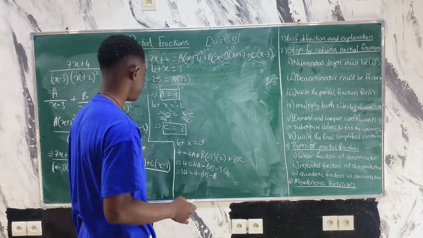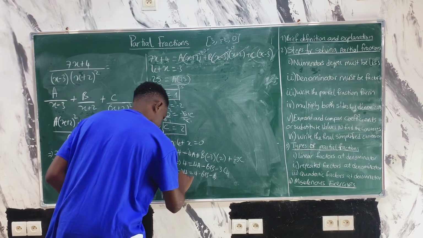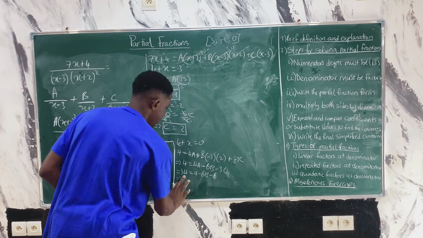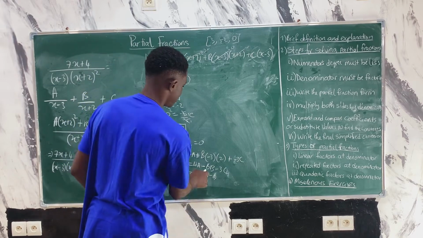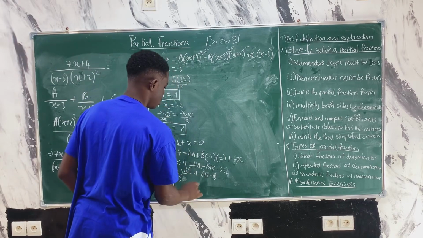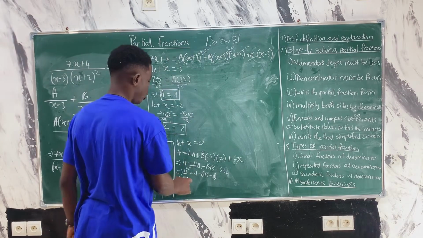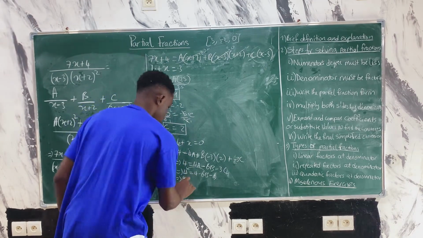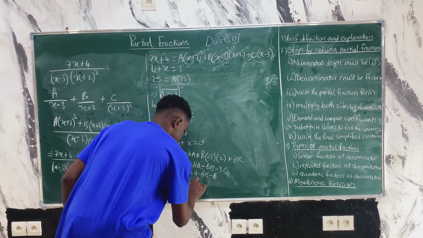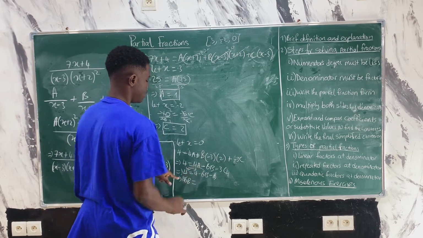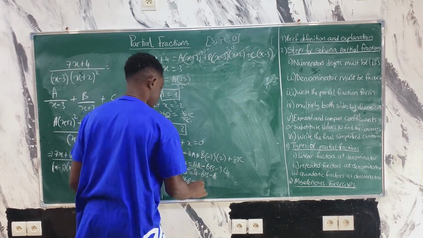So from here, when I simplify, I'll have 4. I can make 6b the subject of the formula. If I bring minus 6b here, this minus sign changes to plus. So I'll have 6b is equal to, when I bring this 4 here, this 4 becomes minus on the other side.